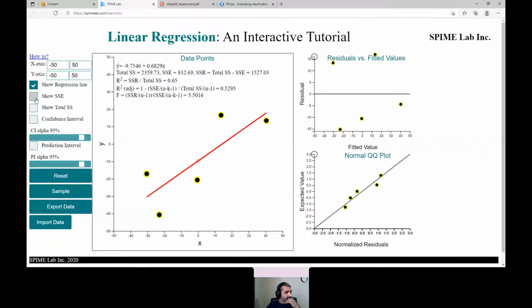Do you see some squares, red squares? Yes. So we take the distance between the prediction on the red line, which is our model, and the actual value. We take the distance and square it. You see these squares, right? The red squares. These are the errors of the model.